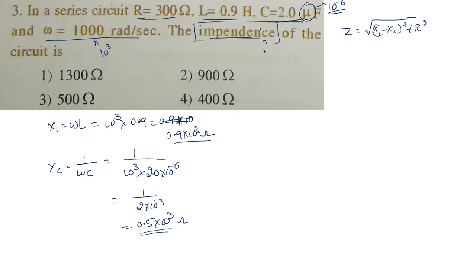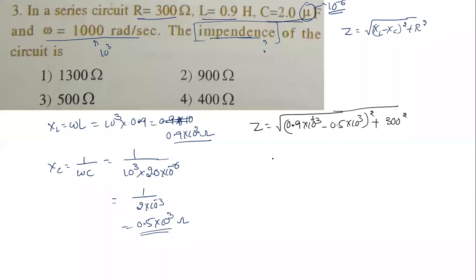XL and XC we got to know, and R we already know. Now we're going to use the formula for impedance directly. Impedance Z is given by the square root of (XL minus XC) whole square plus R square. XL, how much did we get, students? 0.9. So 0.9 into 10 power 3 minus 0.5 into 10 power 3, its square, plus R square, where R is 300. So it is 300 square.